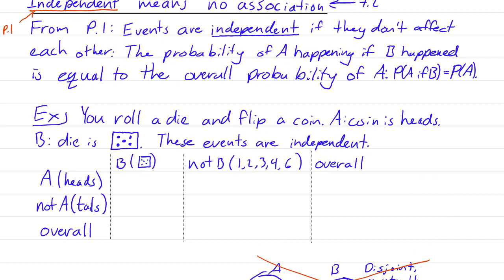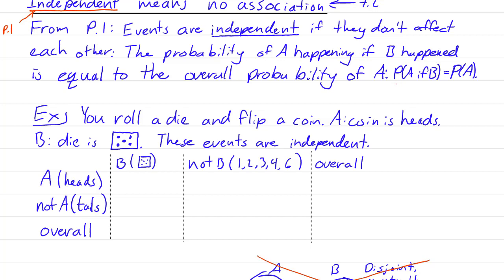So let's look at an example of things that are independent. So let's say you roll a die and flip a coin. Event A is going to be the coin is heads, and event B is that the die is a result of 5. Now these events are independent because we know that the result of the coin is not going to affect the result of the die and vice versa. So that's what it means for them to be independent. And so this is going to be true.